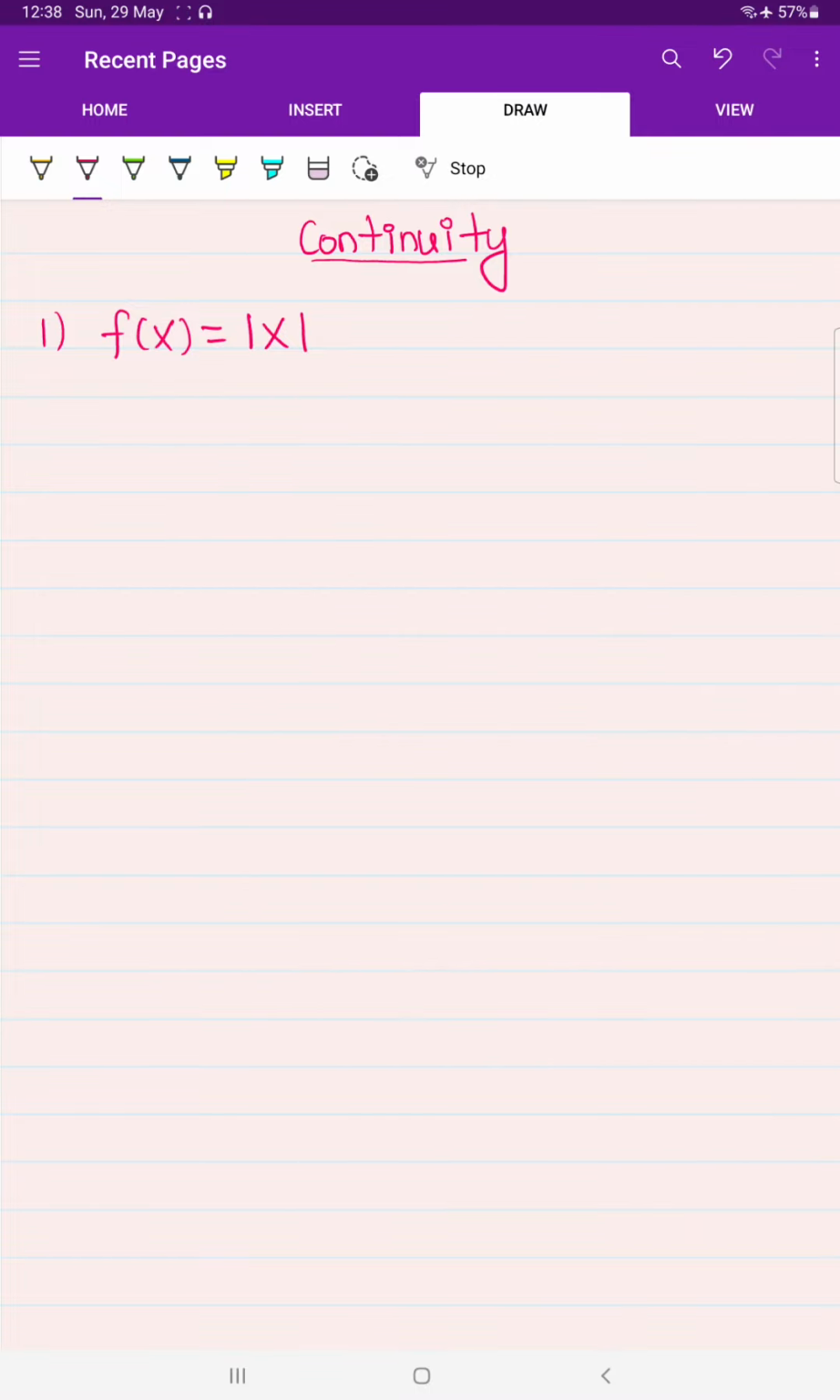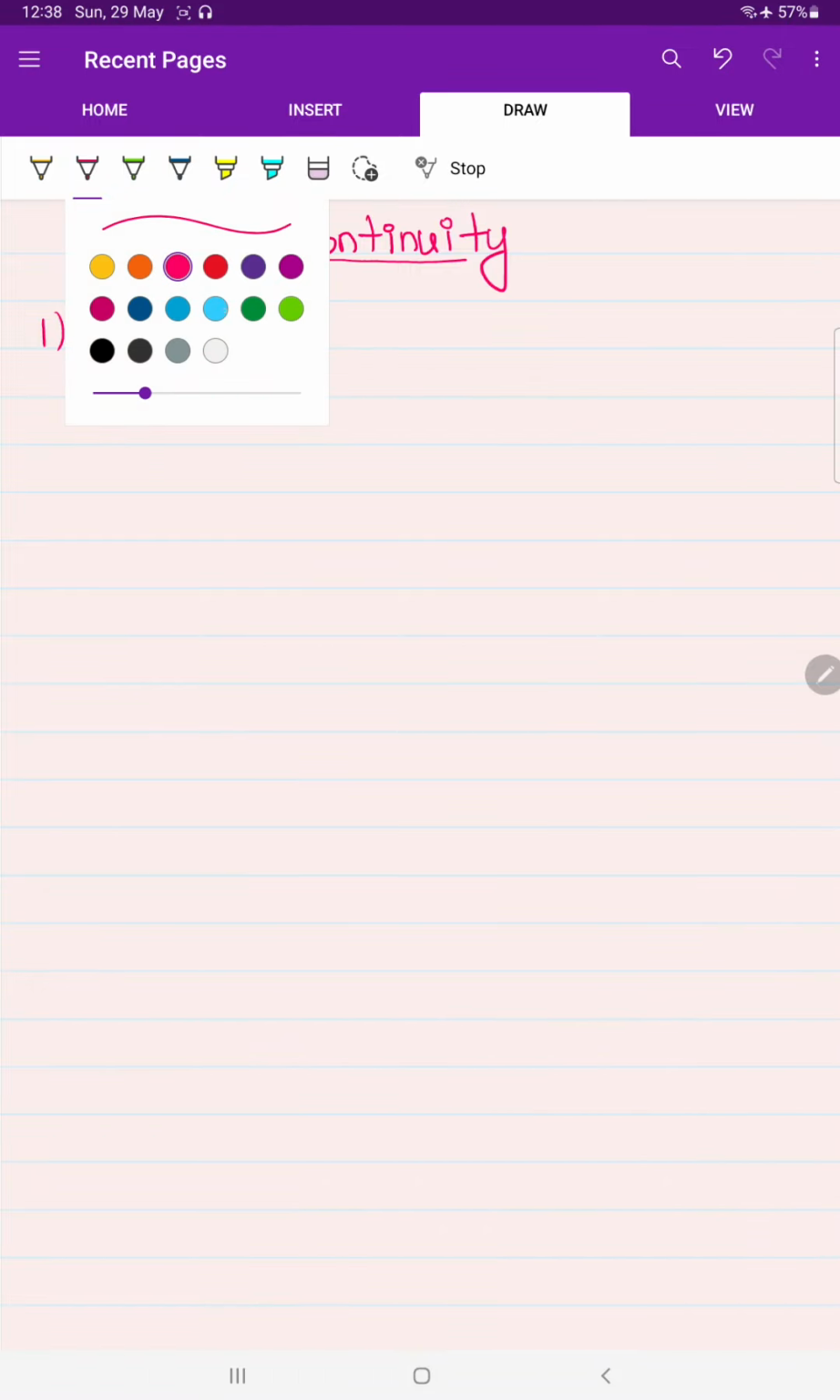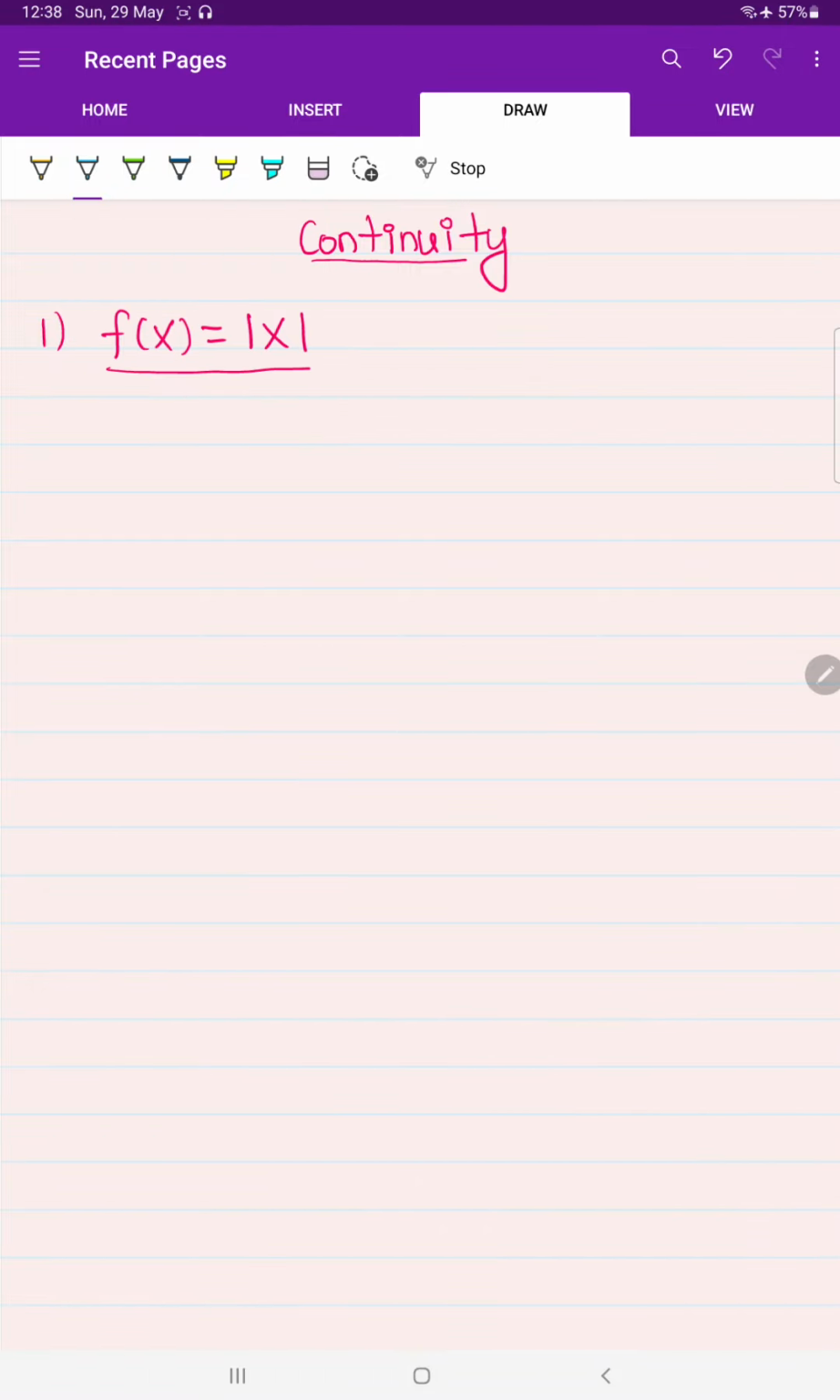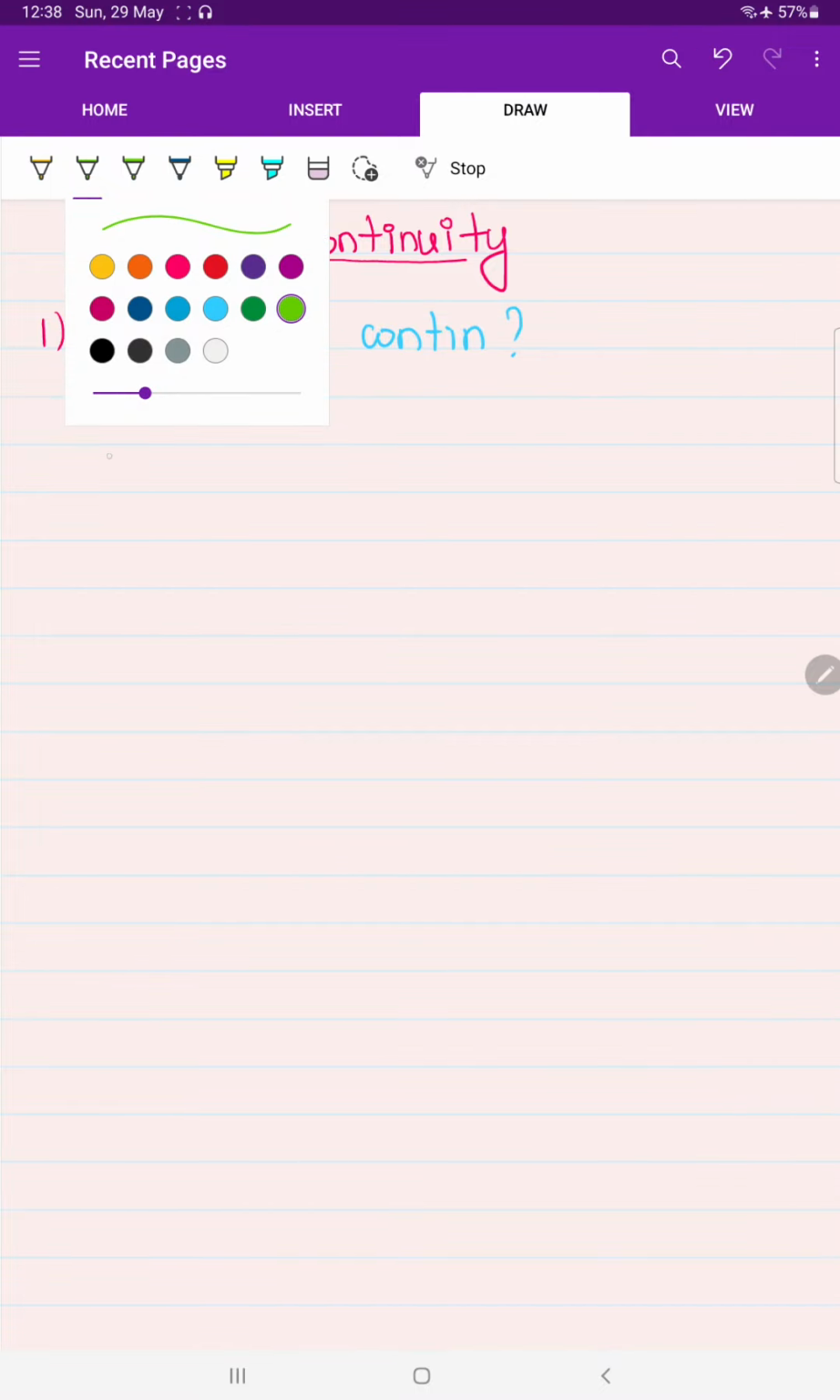So the first question: the given function is f of x equal to mod x. Here we have to check whether this function is continuous or not. That is the question. How should I do this, sir? Let us see the solution for this question.